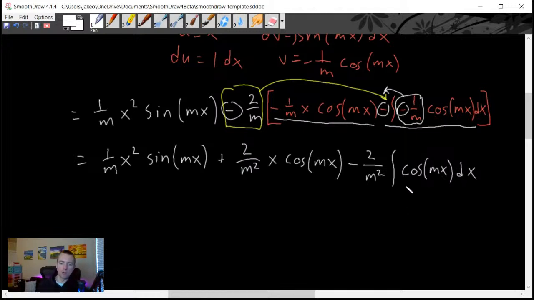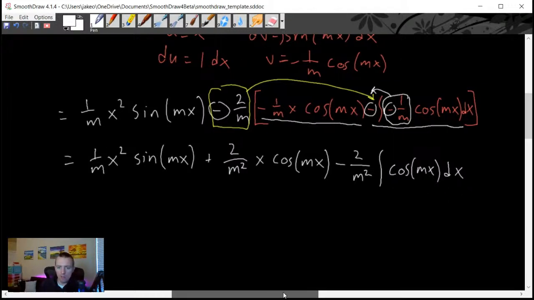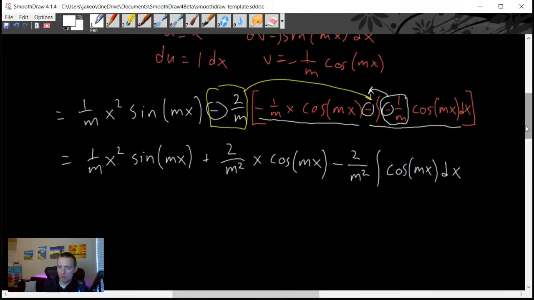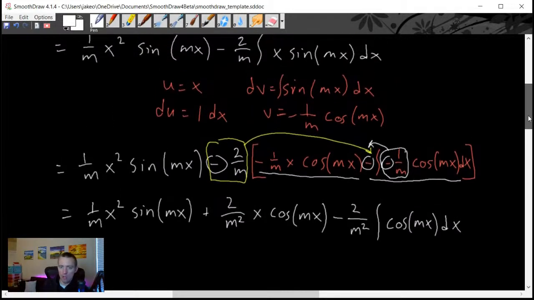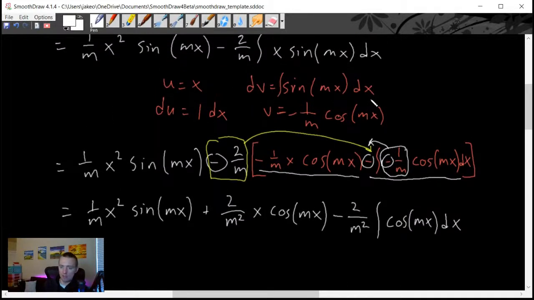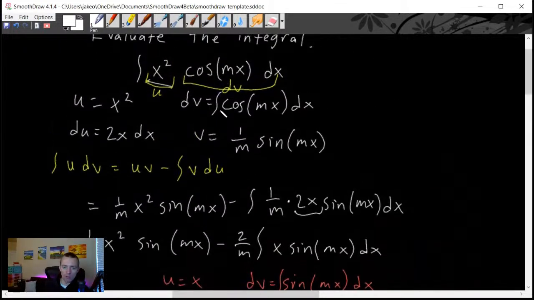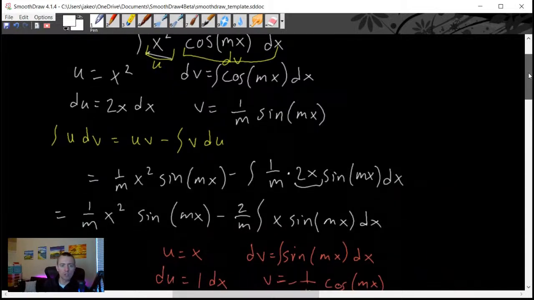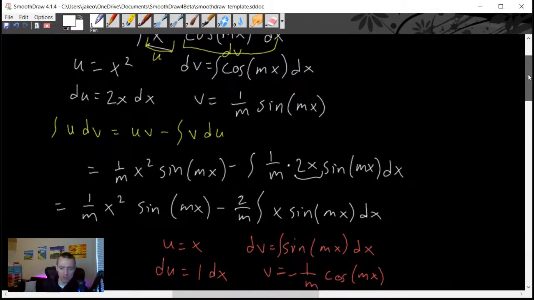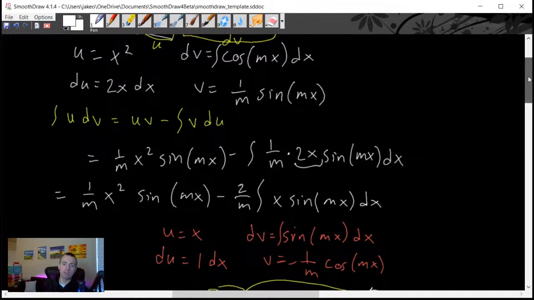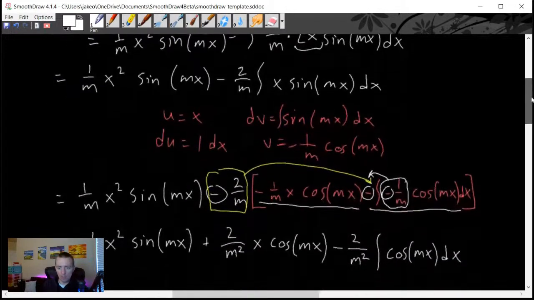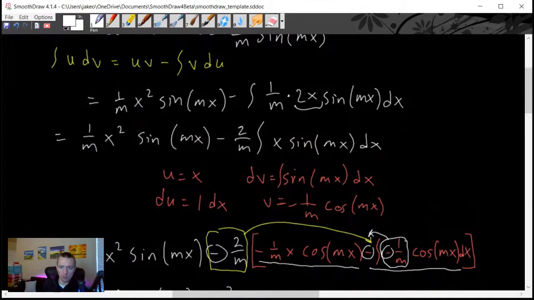Okay, so now we still have to integrate this cosine mx dx. Well, now this is not any more complicated than the integrals we've already done. We've already integrated sine of mx dx, and before that, we actually already integrated cosine of mx dx. So now, after applying integration by parts twice, we finally have an integral that's actually simpler to evaluate than the one we started with.